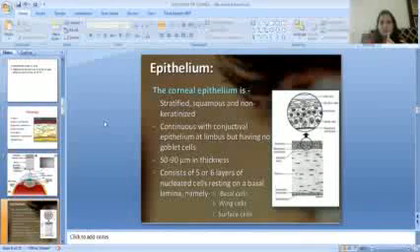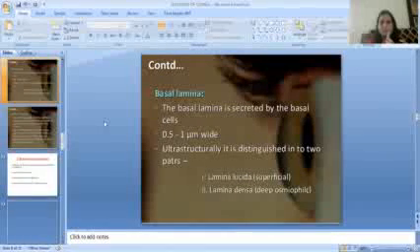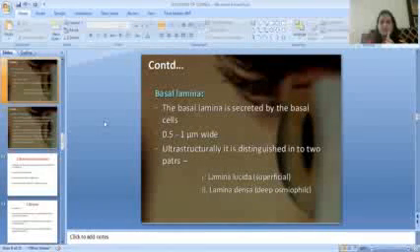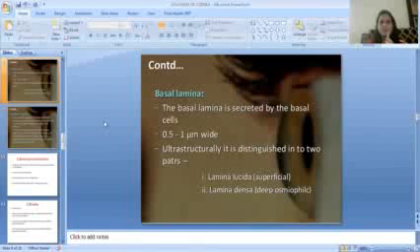First, the epithelium. The cornea epithelium is stratified, squamous, and non-keratinized. It is continuous with conjunctival epithelium at limbus, but having no goblet cells. Thickness is 50 to 90 micrometer. Consists of 5 or 6 layers of nucleated cells resting on a basal lamina, namely the basal cells, wing cells, and the surface cells. The basal lamina is secreted by the basal cells. It is 0.1 to 1 micrometer wide. Ultrastructurally, it is distinguished in two parts: lamina lucida and lamina densa. Lamina lucida is superficial, lamina densa is deep osmophilic.